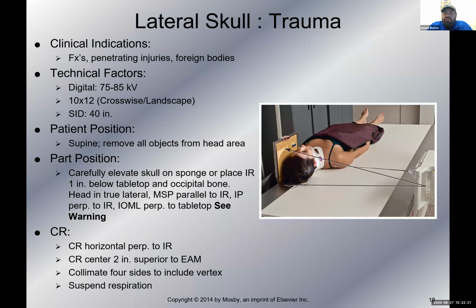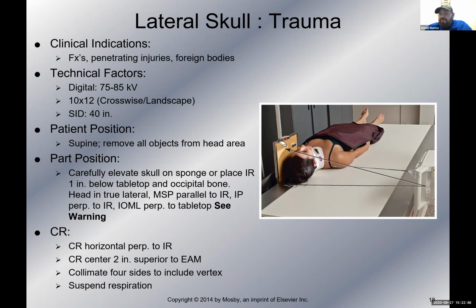Now, you can try to elevate the bottom of the skull a little bit, just so the back of the skull where the occipital bone is doesn't get clipped off on your image receptor. Either that or you're going to have to put the image receptor a little bit lower below the table. That way you don't clip off the occipital bone. Now, get the head in a true lateral position.